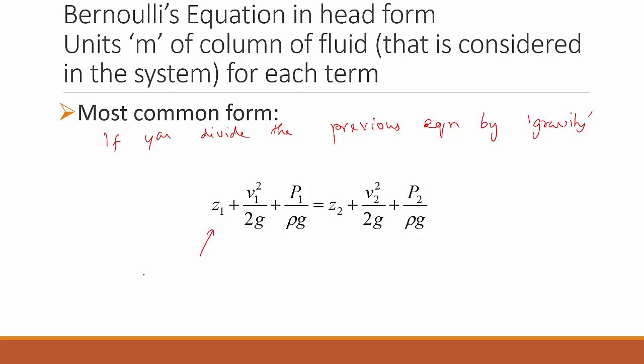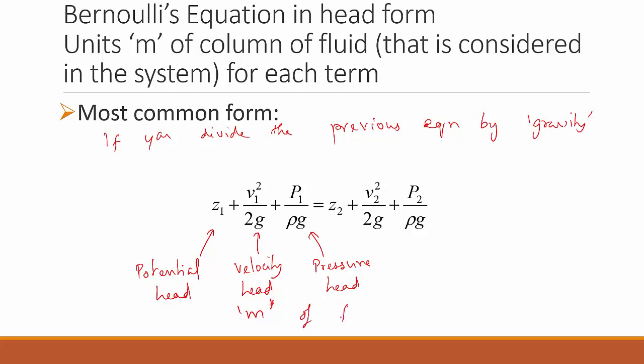So this is commonly called the potential head. This is known as the velocity head. This is the pressure in the units of meters of the fluid column. So all the units are in meters of the fluid that is considered in the system. This is the most common form which you might have studied in your fluids class too.